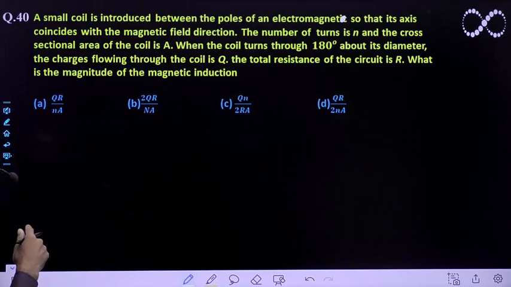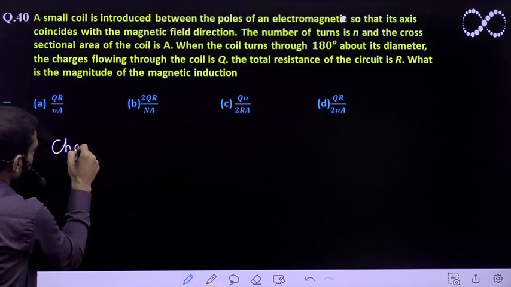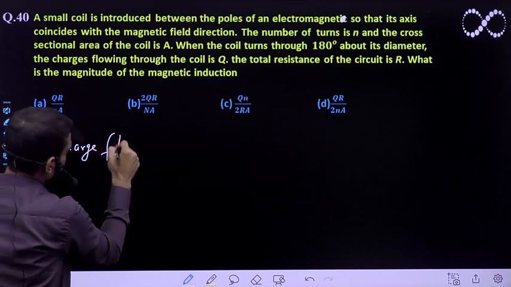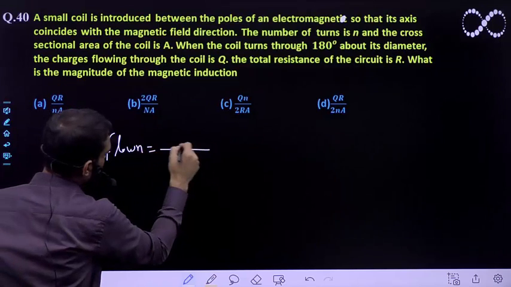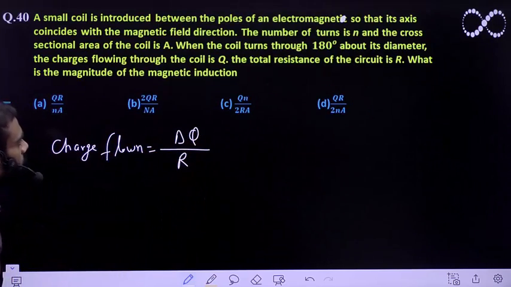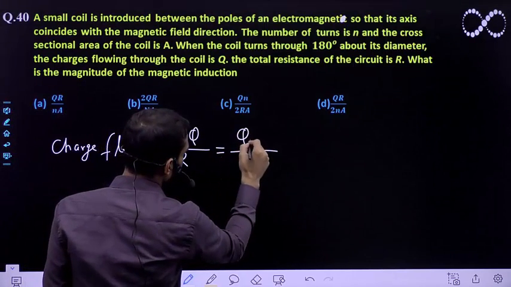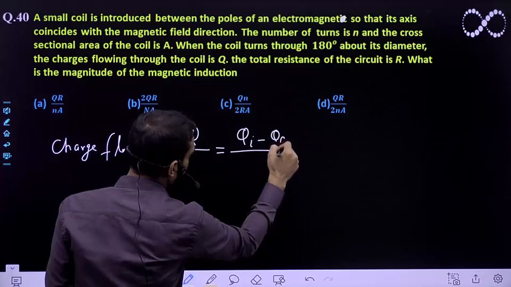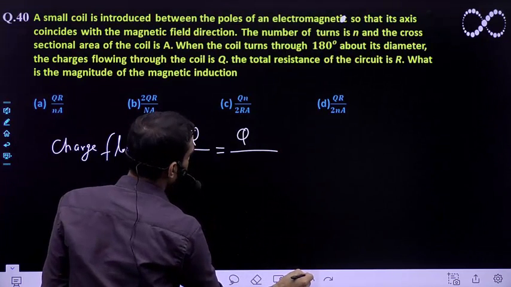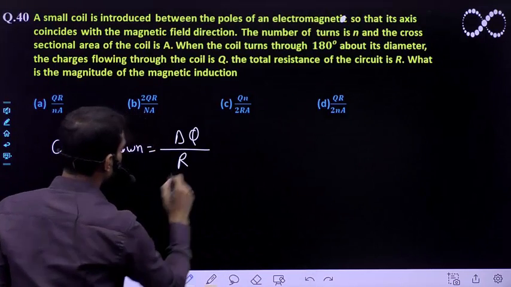So, as you all know, the charge flown is equal to change in flux divided by resistance. So you can see what is the change in flux. You can say that will be phi initial minus phi final. So all I need is to find the change in flux. So let us find out now.